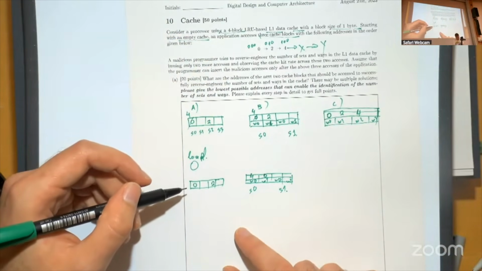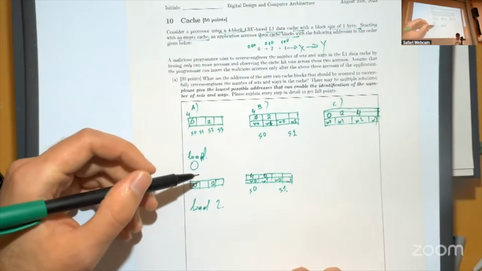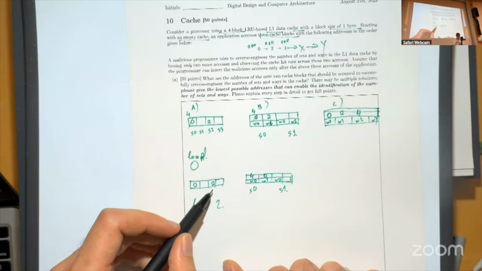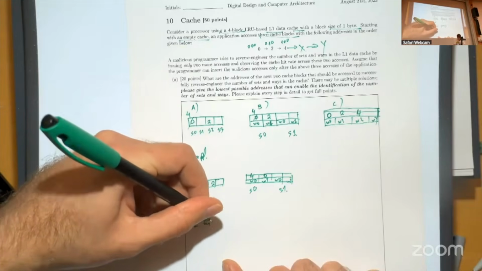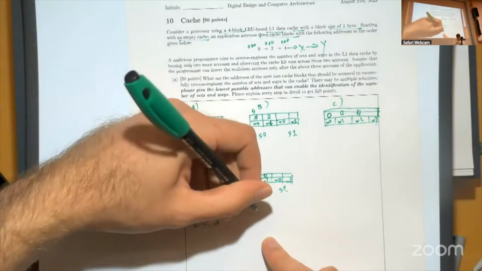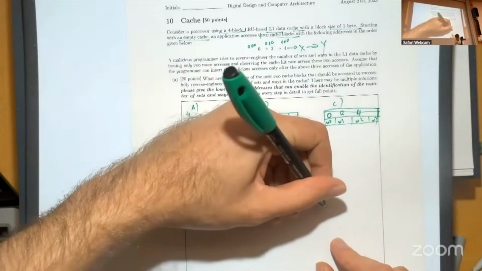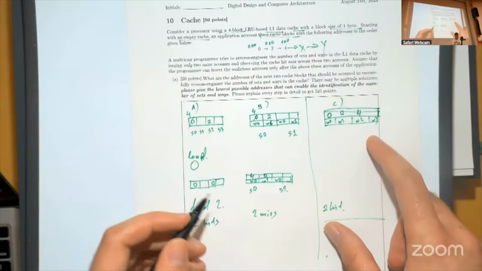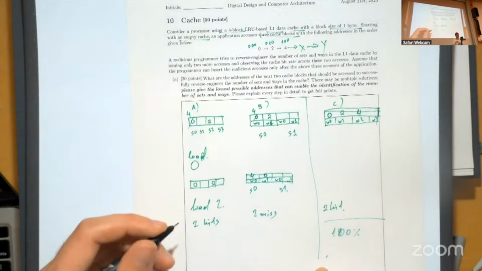And now I'm going to issue a load on the 2. And what is going to happen here is that the 2 in this case is going to hit. 2 hits. In this case, it's going to miss because it's not in the cache anymore. And here it's also going to hit. So for the C configuration, we hit both on the 0 and the 2. That means that it has a 100% hit rate in the cache.